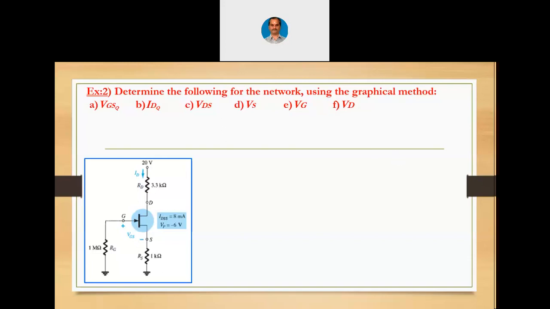Okay, Sayan has said yes, sir. So let me wait for a few minutes until Sayan or anybody else tells me the coordinates for the transfer curve.